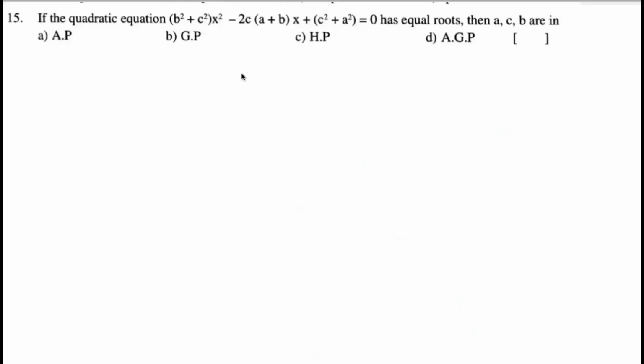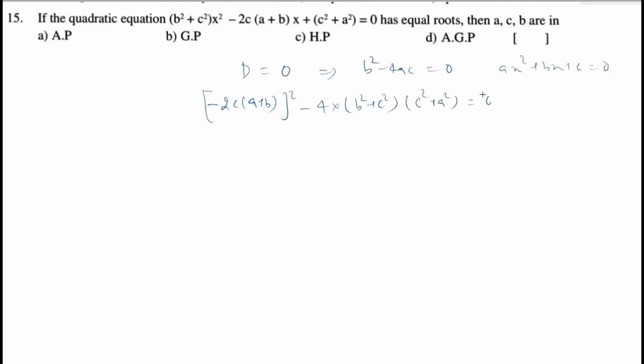So if the quadratic equation has equal roots, then A, B, C are in... Okay, so what does it mean? Equal roots means that D is equal to 0. Let me write it in two steps. B squared minus 4AC equals 0 in the equation AX squared plus BX plus C equals 0. Here B is this whole thing, and 4AC is 4 into B squared plus C squared into C squared plus A squared equals 0.